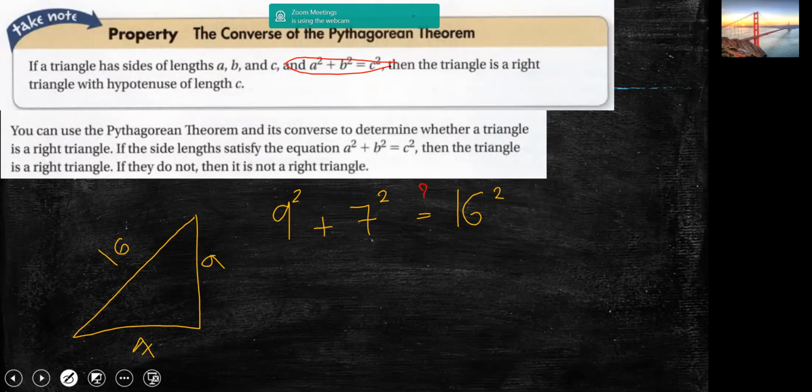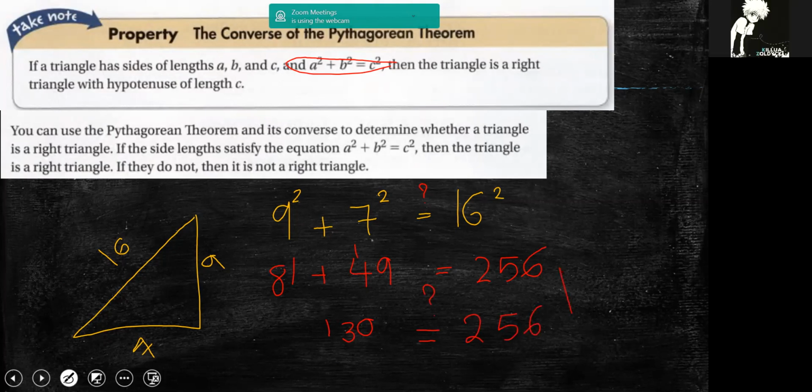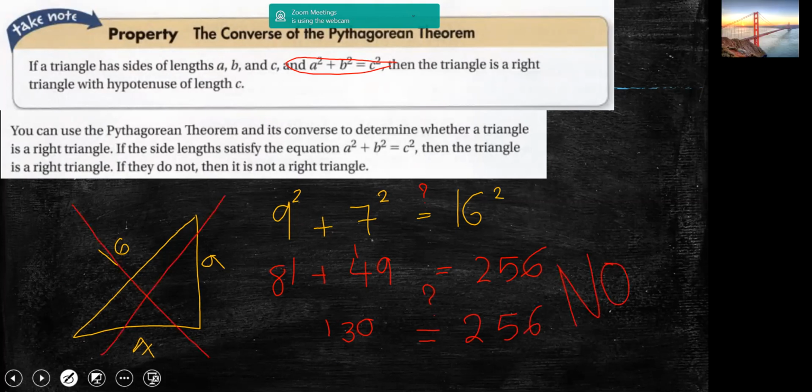Let's see here. 9 squared is 81. 7 squared, 49. 16 squared, 256. Let's add them now. 9 plus 1, 10. 4 plus 8, 12. 130. Is 130 equal to 256? Are they equal? No. Since they are not equal, I will say that this is not a right triangle.